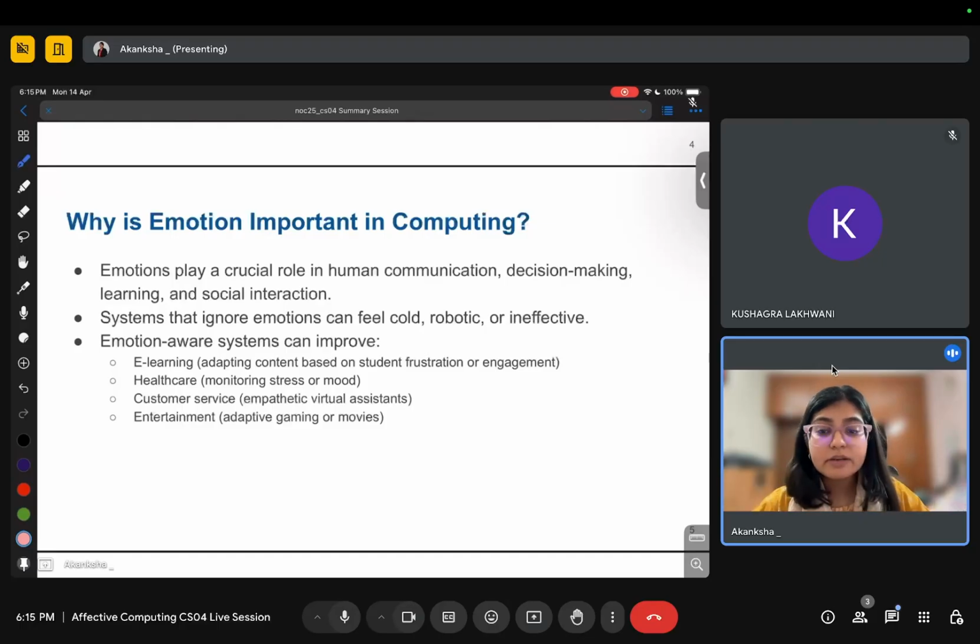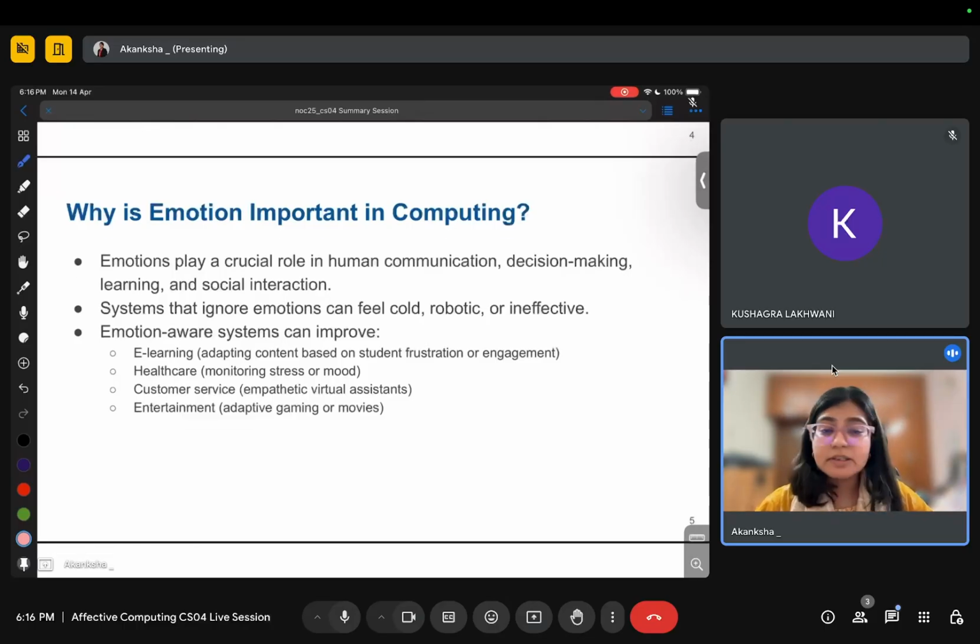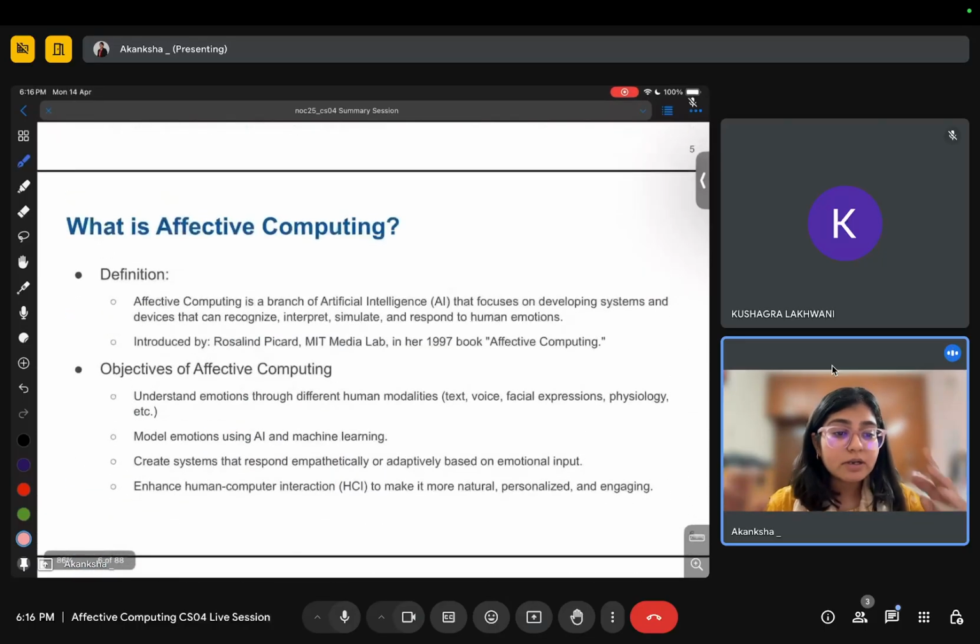Then comes the entertainment part, so adaptive gaming or movies, also maybe interactive video which changes according to your mood, your expressions or your cues. So there are so many use cases for these affective systems. That is why we want affective computing.